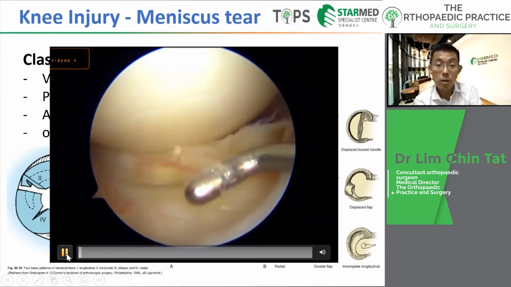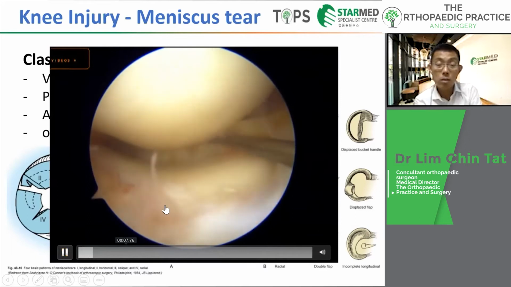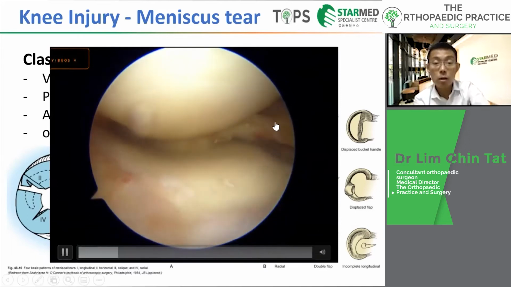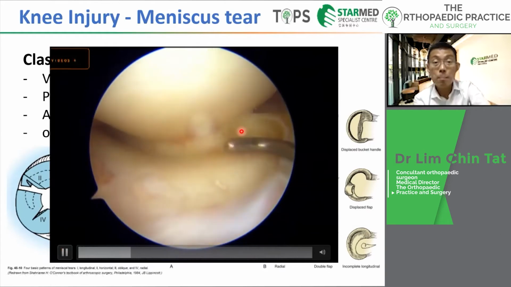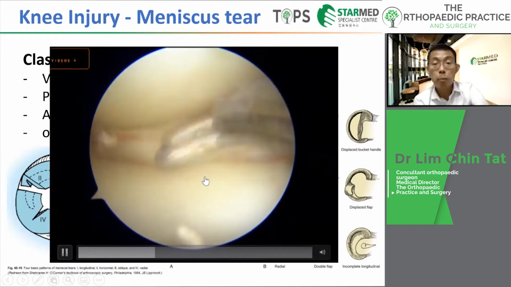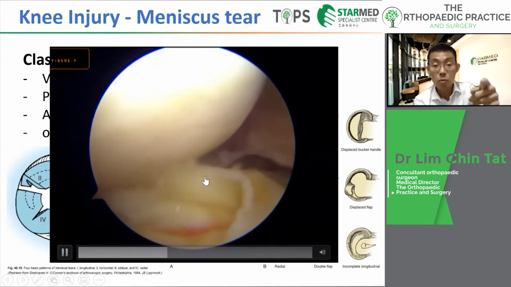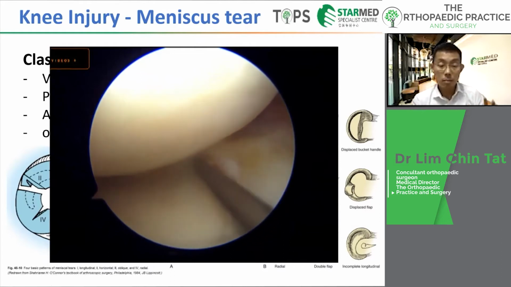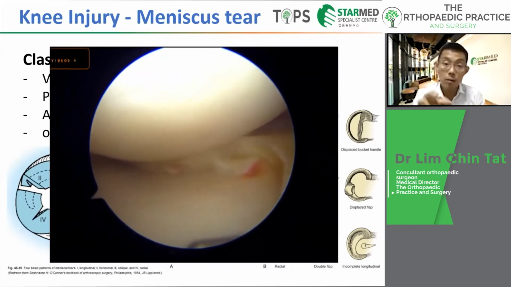This is a very bad meniscus tear. So you can imagine this meniscus popping in and out. On top is the thigh bone, below is the calf bone. So this patient has a meniscus tear at the back of the meniscus, and this meniscus has been popping in and out. You can see, I push it back, it comes out. I push it back, it comes out. So this causes locking. One of the very classic symptoms of a bad meniscus tear is locking, where your knee cannot straighten, and this is the reason.